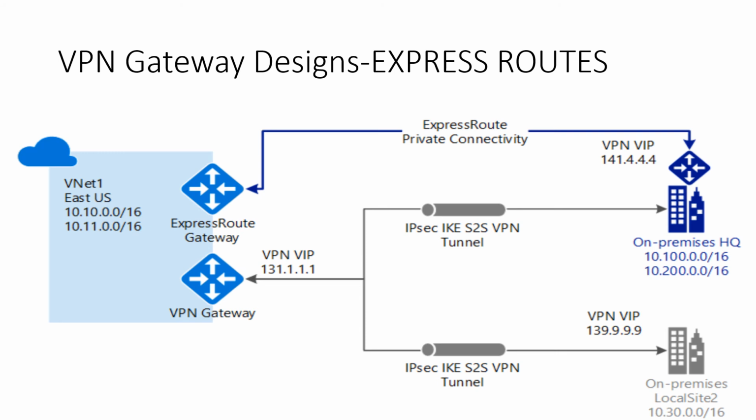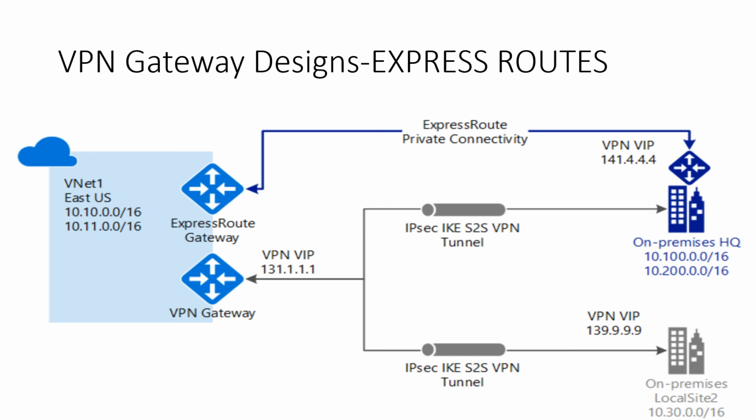Hello, welcome back. Here we are going to see the design where we can use ExpressRoute with VPN gateways. Here we have multiple sites on-prem: one is the headquarters, and one is an on-premises local site. In our Azure infrastructure, we have a VNet in East US with two gateways in the same network. One is of ExpressRoute type, and one is a VPN gateway.